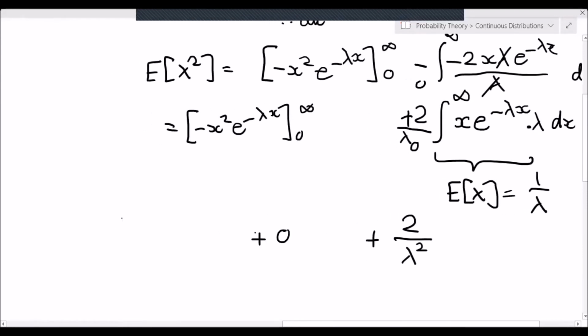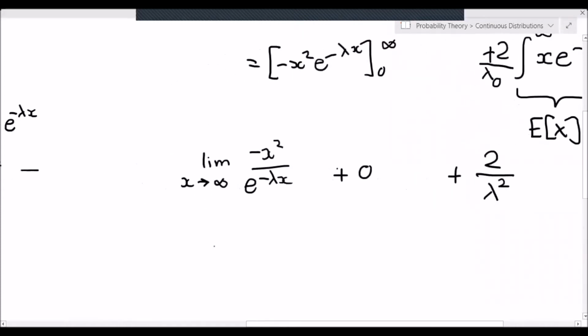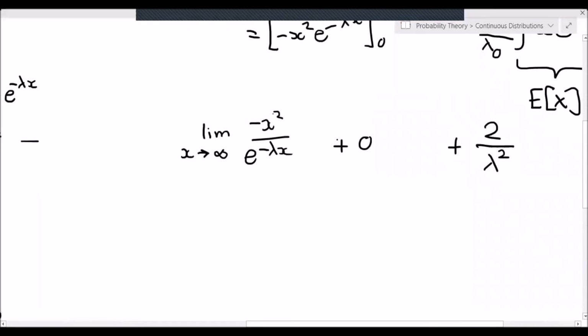But the left-hand side, we need to find the limit as x goes to infinity of negative x squared over e to the negative lambda x. And we're going to have to apply L'Hopital's rule twice here because we have an exponent of the second order here and we have an exponential at the bottom. But eventually we'll get the answer that this limit is 0. So we're left with the expected value of x squared is going to be equal to 2 over lambda squared.